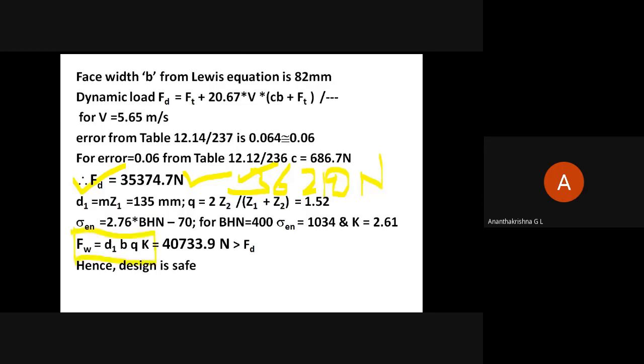Okay, FW, which is essentially given by D1 BQK. So what is D1? D1 is M into Z1, because module is equal to D by Z. So module is 9, Z1 is 15, correct? So you will get D1 as 135 mm, please note down. Then Q is equal to 2Z2 by Z1 plus Z2. So this will give you the value of 1.52. Please cross check and let me know whether these two answers are correct. D1 and Q.